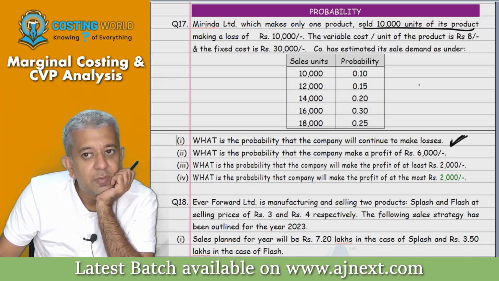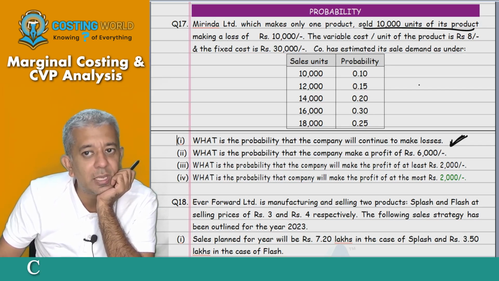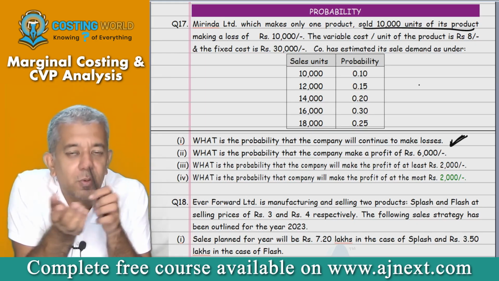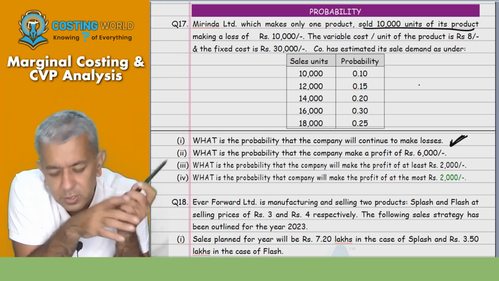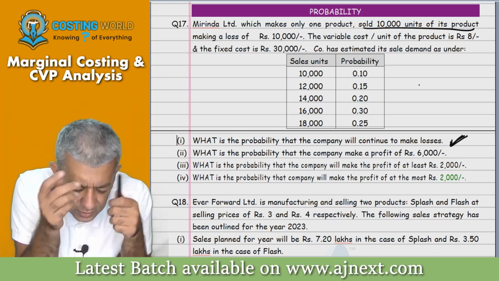Break even sale. When obviously sales is below break-even point. Okay, so in case you want to answer this particular question, let's start by getting break-even point. If your sales is going to be below break-even point, company will continue to make losses. So obviously I want to find out break-even point to answer my first part.